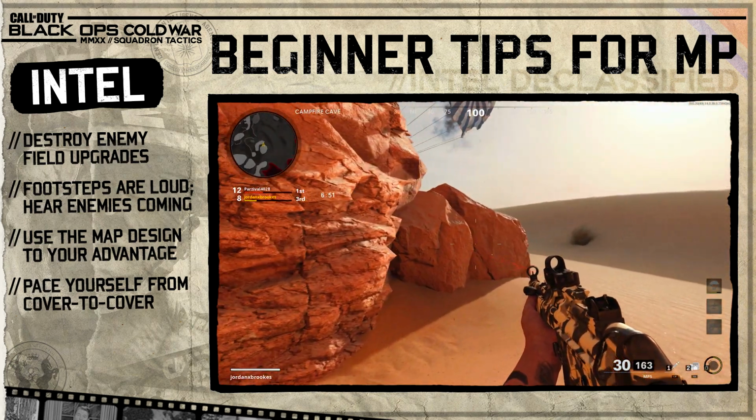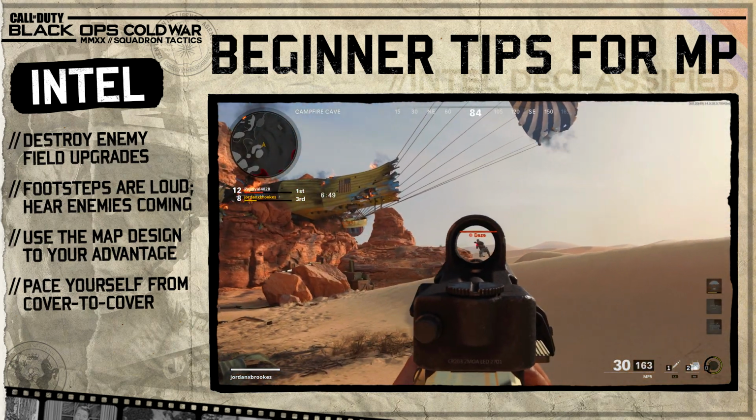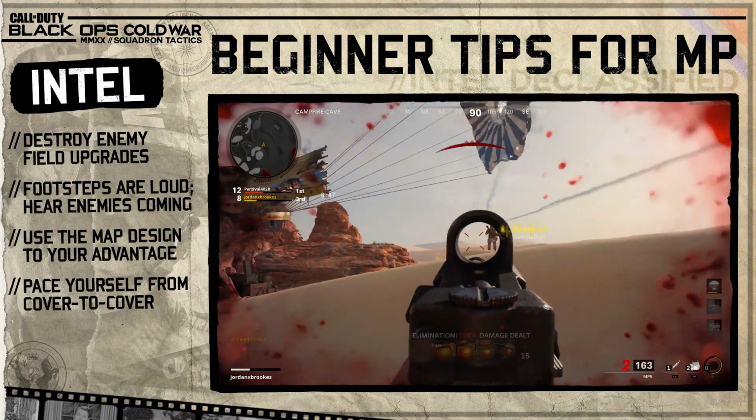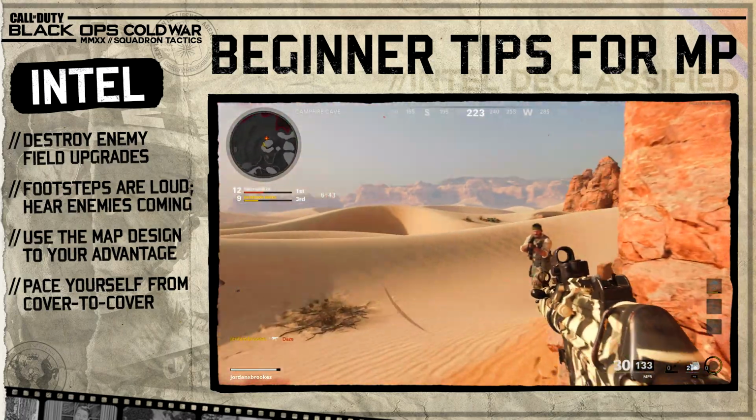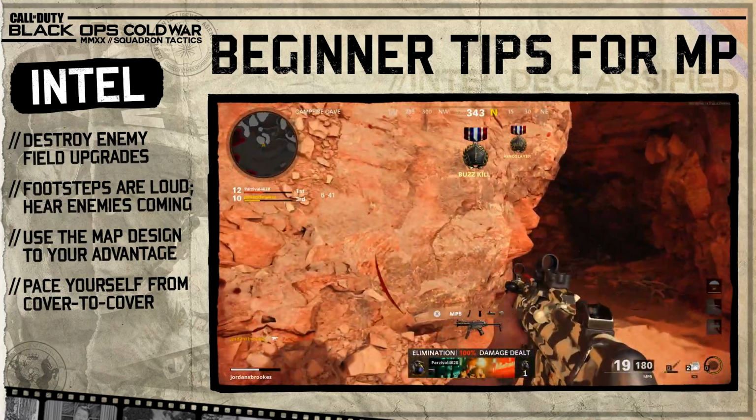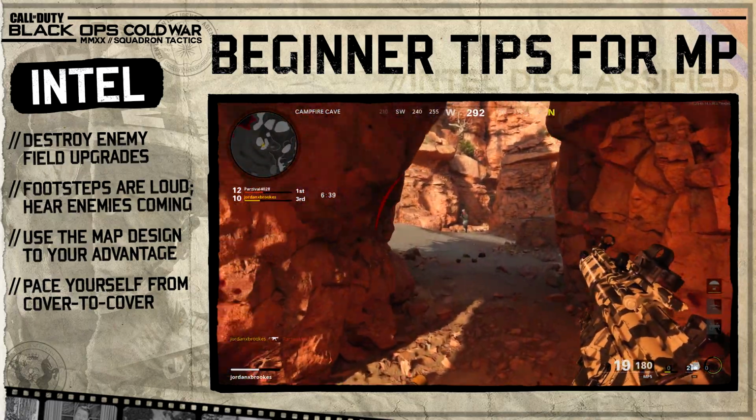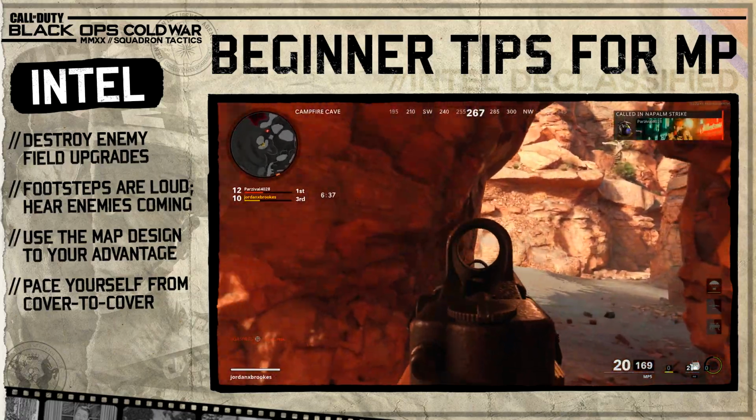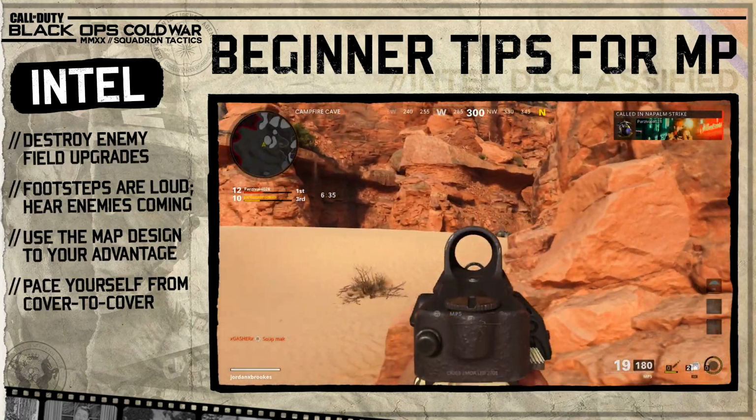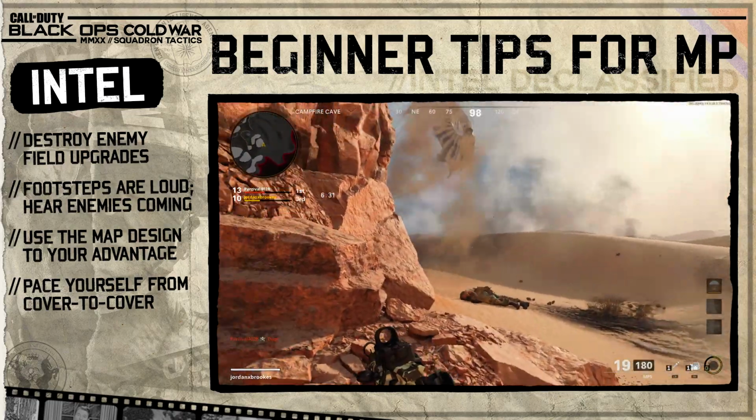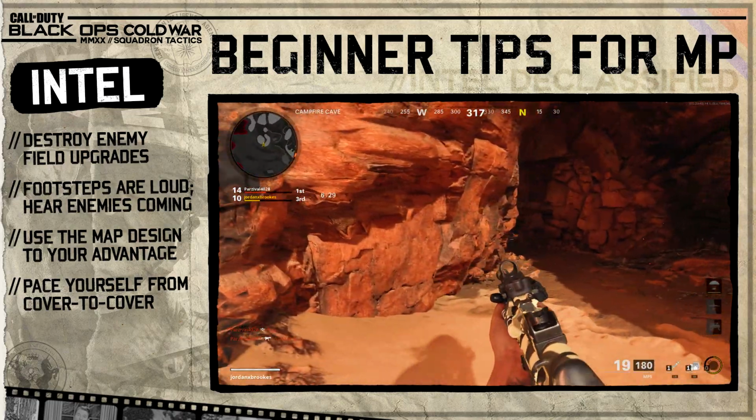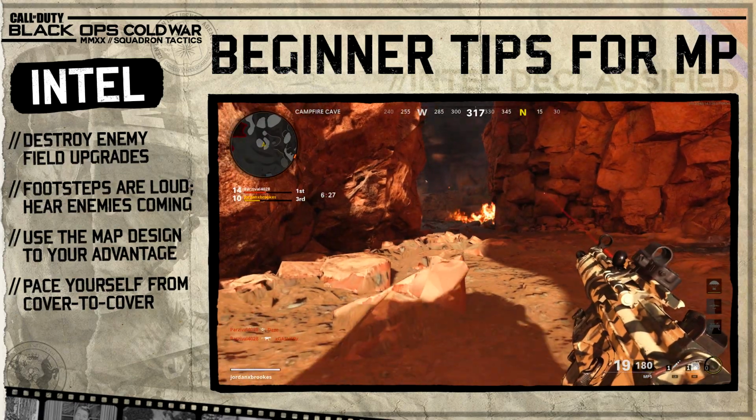And finally, my last beginner tip is to pace yourself from cover to cover. I know that we've had a whole year of Modern Warfare and a whole year of people camping and not moving at all, and now with Black Ops Cold War, because we can move fast, everyone wants to move around and run around the map like headless chickens. And while this is okay if you don't mind running into death, more likely you are going to run into your own death, and then you're going to respawn, and then you're going to do exactly the same thing.